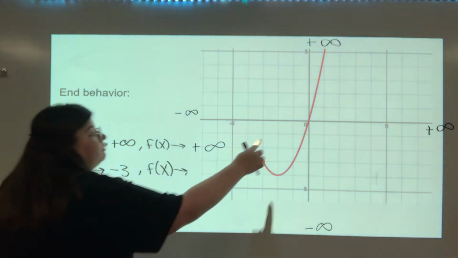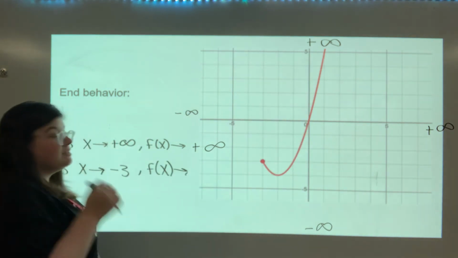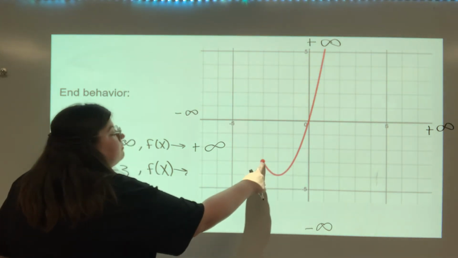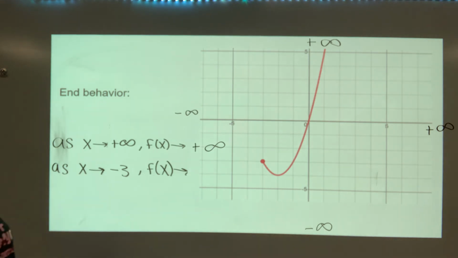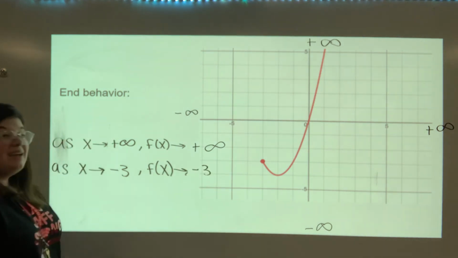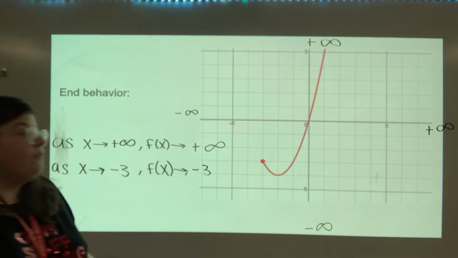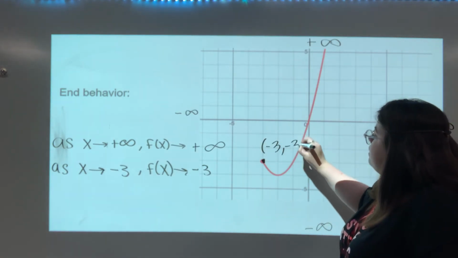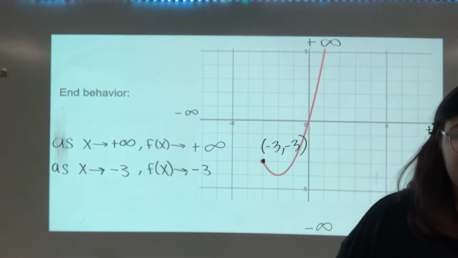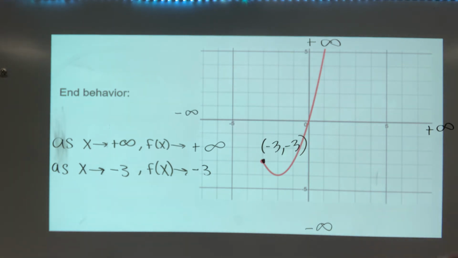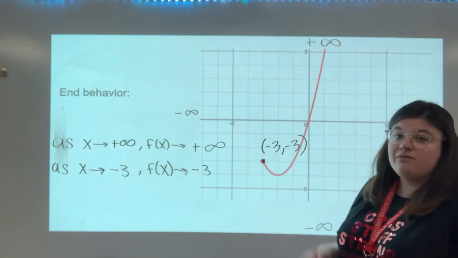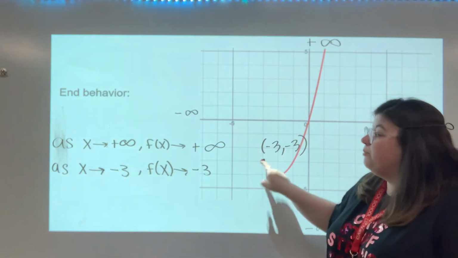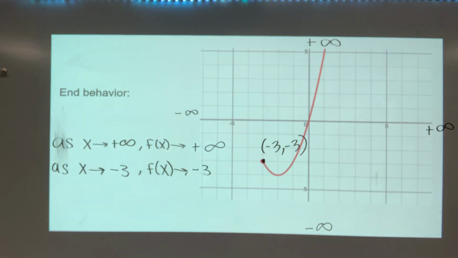So as x approaches negative 3, what's happening to my y's? What's happening to my f of x's? Well, eventually they stop at negative 3 as well. And again, we can kind of see that in the actual endpoint itself. What is this point on the graph? It's at negative 3, comma, negative 3. All right? So we can describe end behavior using positive or negative infinities. And if we need to, we can describe end behavior using an endpoint in actual numbers. I think that was it.